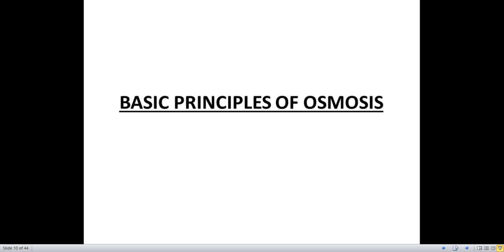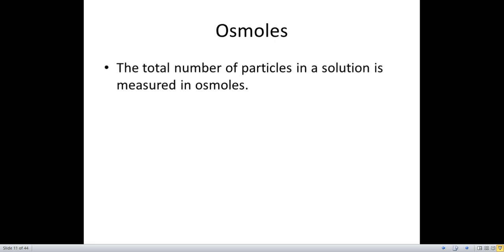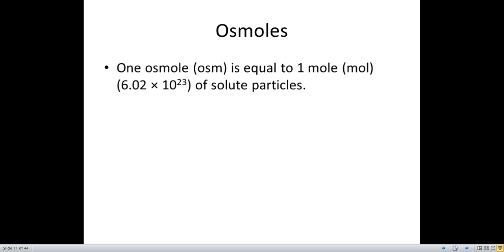Now, to know this fluid distribution, we need to understand the basic principles of osmosis. Let's start with the osmoles. The total number of particles in a solution is measured in osmoles. One osmole is equal to 1 mole of solute particles.